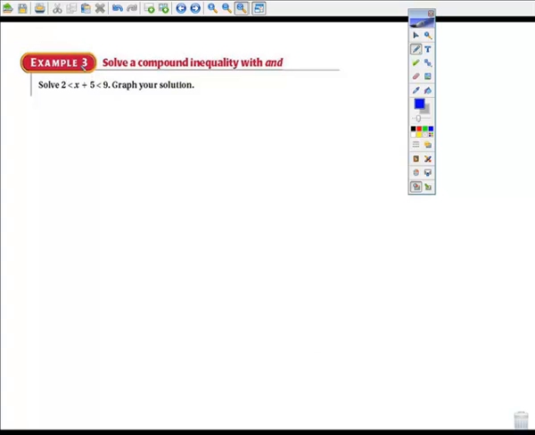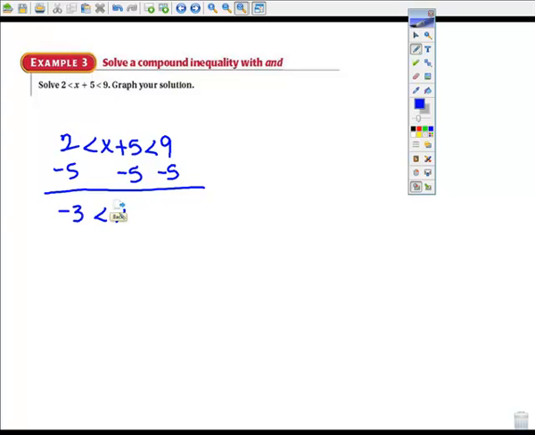All right, in some cases you're going to have to solve the compound inequalities. So here, this is with an and. I like these because I can solve them simultaneously. I want to solve for the x, so I'm going to subtract the 5 all the way around. So I end up with negative 3 is less than x is less than 4. And it does work out, smaller number and greater number down here. So when I graph these, I'm going between negative 3 and positive 4.